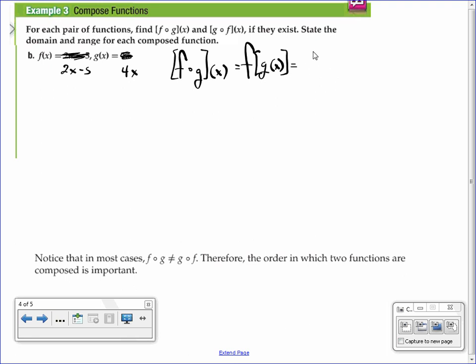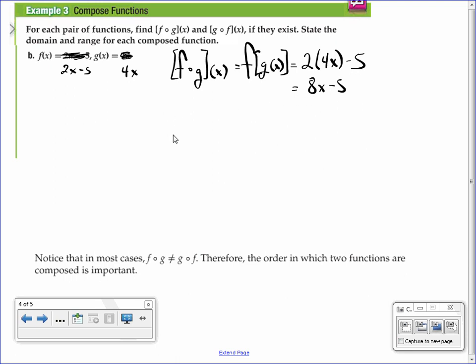All right, so our f function is 2x minus 5. But instead of x, I'm going to put in 4x. So there's 2x minus 5. Notice, we got the x, put in the 4x. Now we just simplify this expression, and 2 times 4x is 8x, then our minus 5. That is f composition G of x.